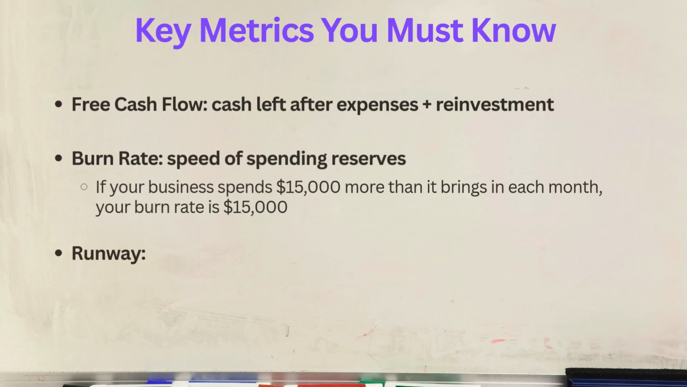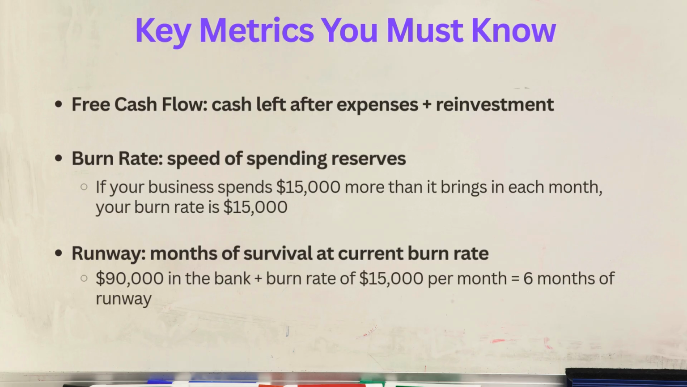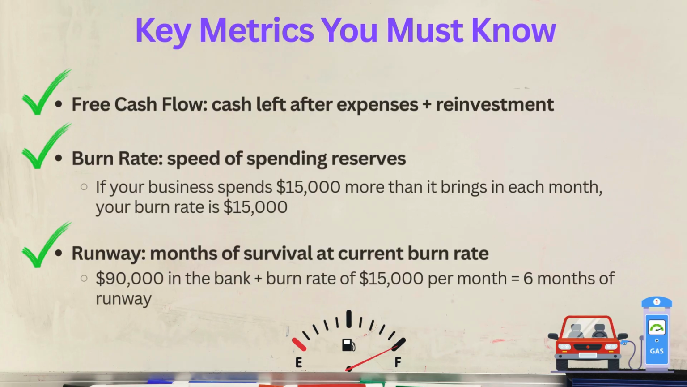And finally, your runway, how long you can keep going at your current burn rate before cash runs out. For example, with $90,000 in the bank and a burn rate of $15,000 per month, you've got 6 months of runway. Runway is especially critical for startups or businesses trying to scale because it tells you how much time you have to course correct, raise funding, or boost sales before the cash is gone. Together, free cash flow, burn rate, and runway are like the dashboard of your car. They tell you not just whether the engine is running, but whether you've got enough gas and how far you can go before you stall.